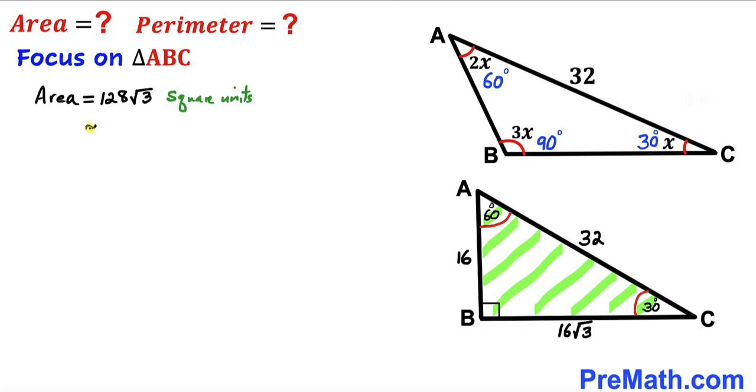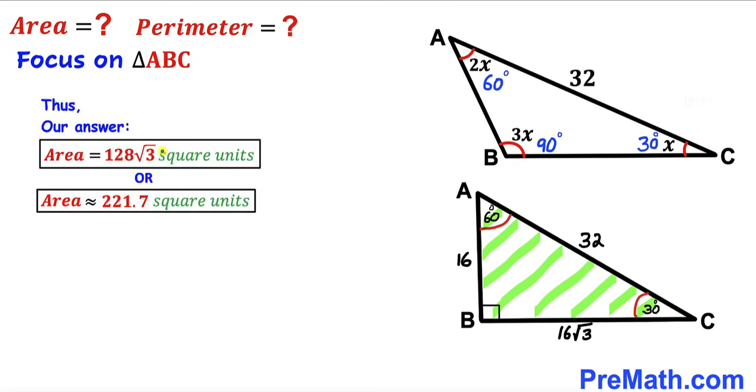that is going to be approximately equal to 221.7 square units as well. So once again the area of this triangle ABC turns out to be 128 times square root of 3 square units, and that is approximately equal to 221.7 square units as well.